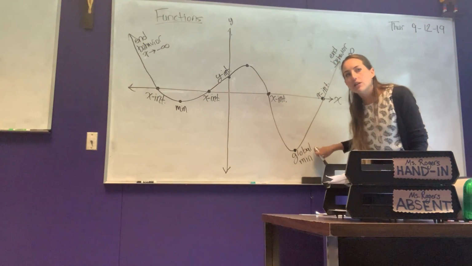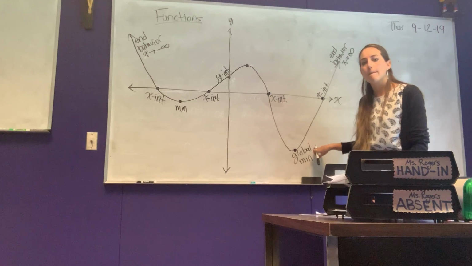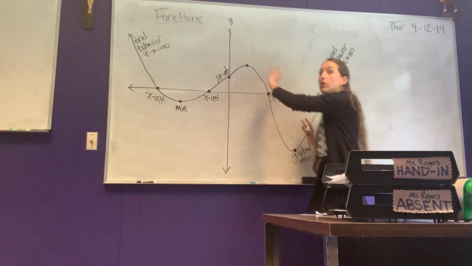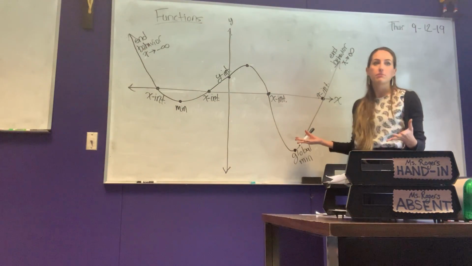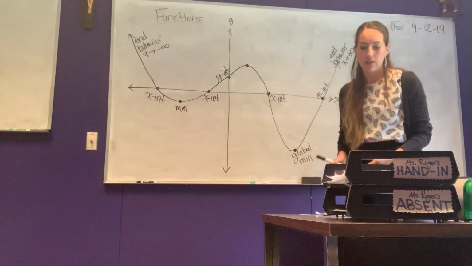What does global mean, and what might it mean in our class? Global is like encompassing the whole world. Everything. So out of the whole function, what's the lowest minimum? The right one. Therefore, we call this a global minimum. You guys are so smart.